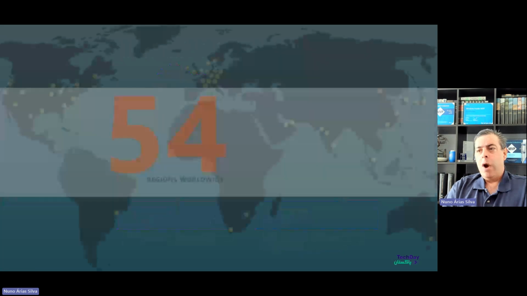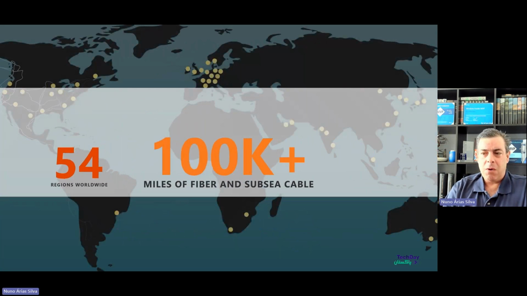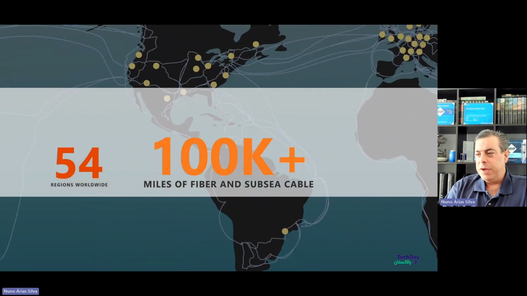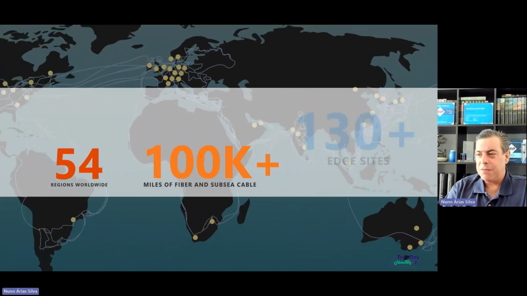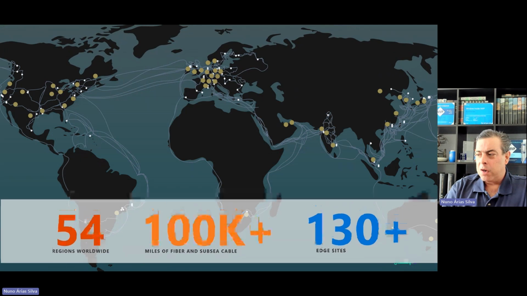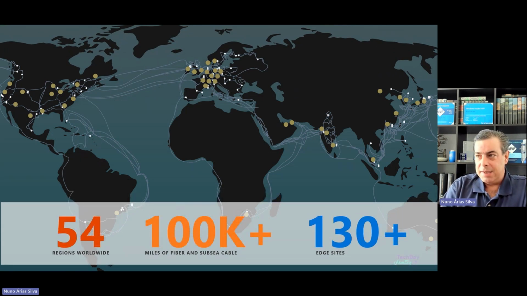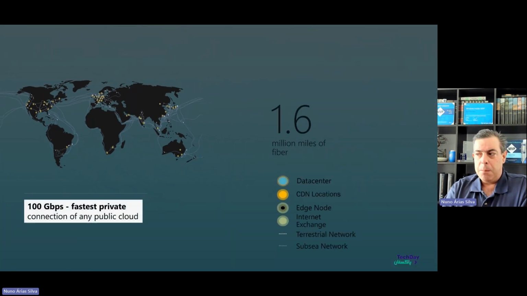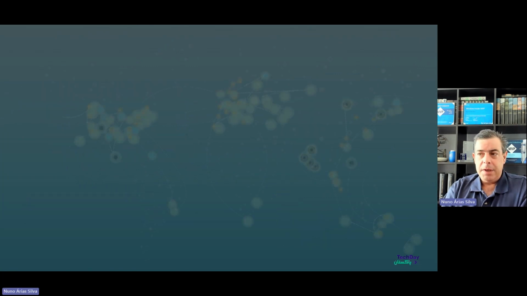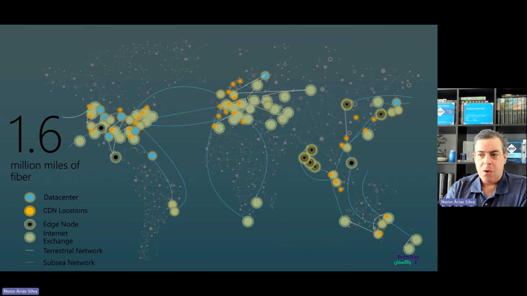To understand where you can log in, Microsoft now has more than 54 regions, more than 100K km of fiber and subsea cable, and more than 130 edge sites. This is where you are logging in within Microsoft. When you log into a service, you go through these edge sites, then pass through your data center. It's the fastest way to log in and to be protected. It's the biggest location of Microsoft.